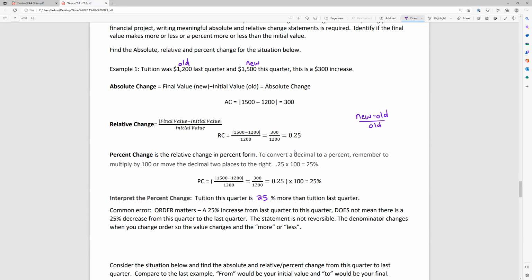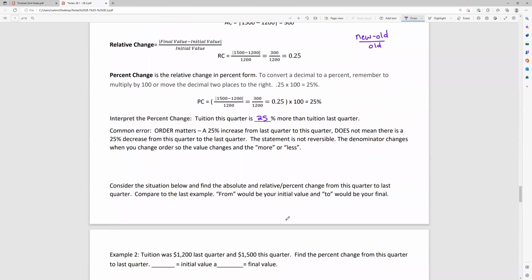A common error with these is that the order does matter. A 25% increase from last quarter to this quarter does not mean that there is a 25% decrease from this quarter to last quarter. So it doesn't go the same percentage when you reverse the order. So the statement is not reversible. The denominator changes when we change the order. So do the values, and the more, the less. Because when you change your frame of reference and you say, I'm going from this to this, the from is always the old, the to is the new. So whatever the old is, that's what we divide by when we do relative change. So that's why the answer will change if you change the order.